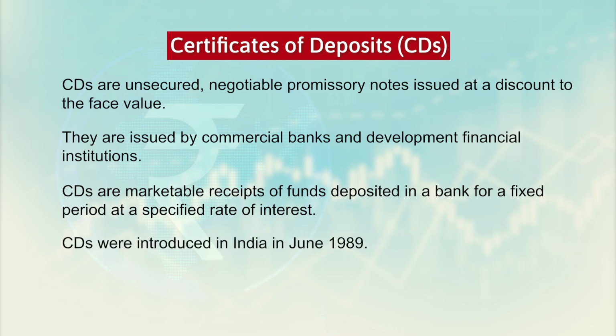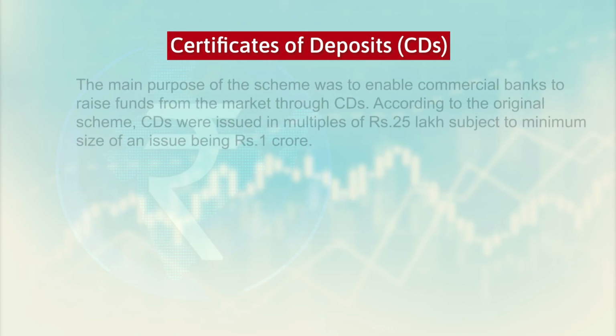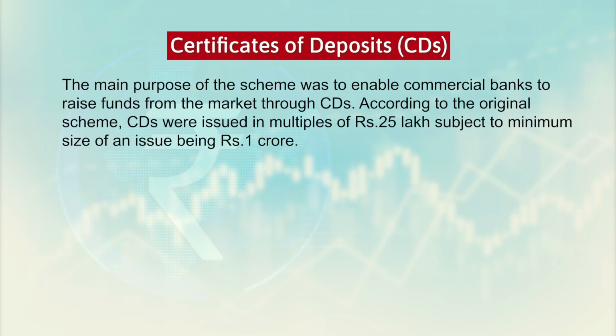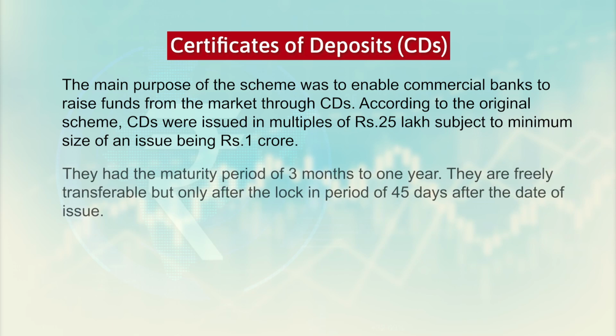In India, certificates of deposit were introduced in June 1989, and the main purpose of the scheme was to enable commercial banks to raise funds from the market through certificates of deposit. According to the original scheme, certificates of deposit were issued in multiples of 25 lakhs, subject to the minimum size of an issue being 1 crore. They had a maturity period of around 3 months to 1 year, and they were freely transferable, but only after a lock-in period of 45 days after the date of issue of the deposit.